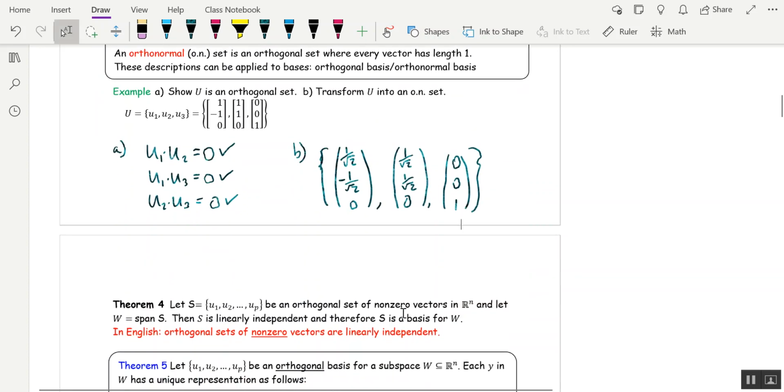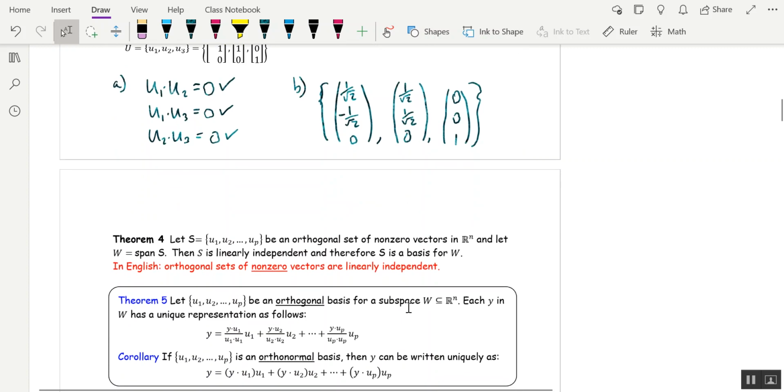Okay, theorem 4. Orthogonal sets of non-zero vectors are linearly independent. That's what you have to come away from for this theorem. Orthogonal, it's in red. Orthogonal sets of non-zero vectors are linearly independent. Non-zero, of course, because whenever you have the zero vector in a set, it makes the set linearly dependent.